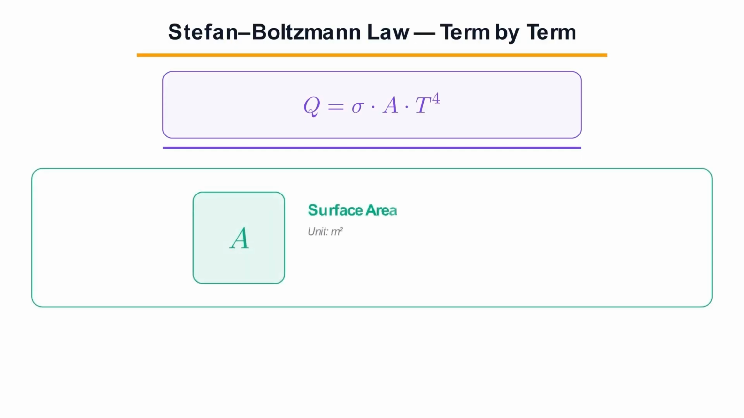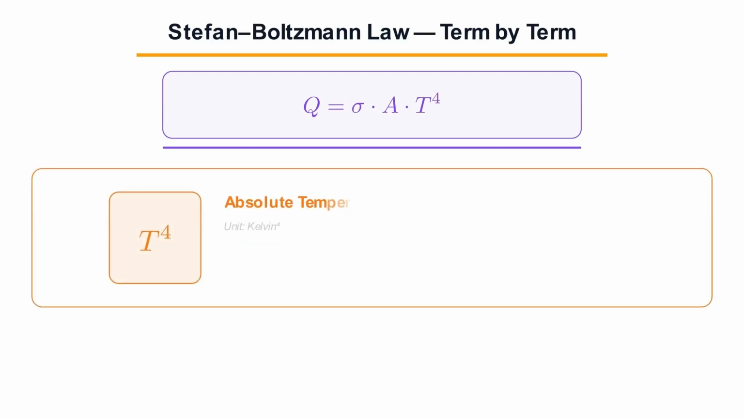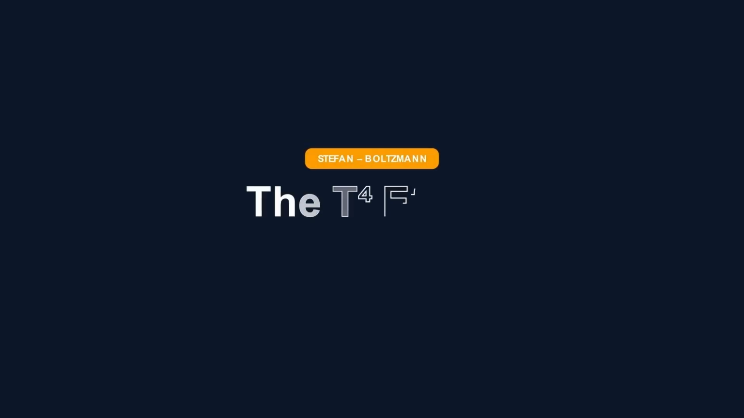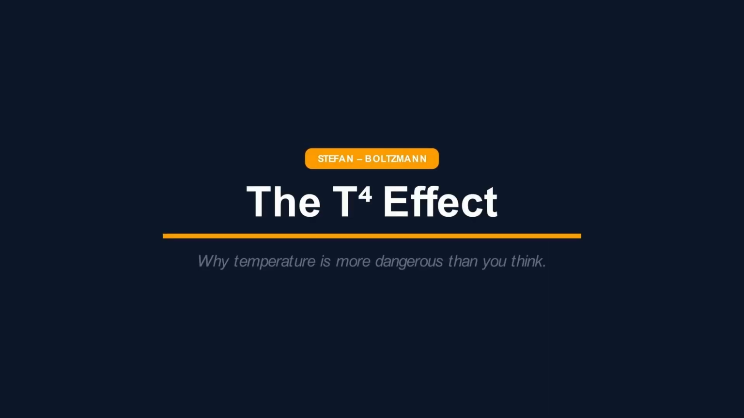A, the surface area of the emitting object in square meters. A larger surface radiates more energy. Simple. T, the absolute temperature of the surface measured in Kelvin, and here's where things get dramatic. Notice that T is raised to the power of 4. This is the most important detail in the entire equation.